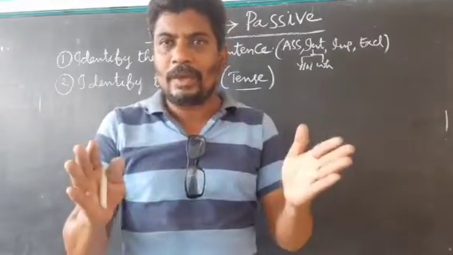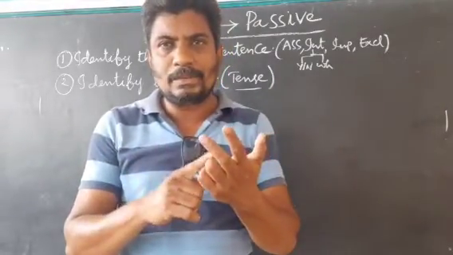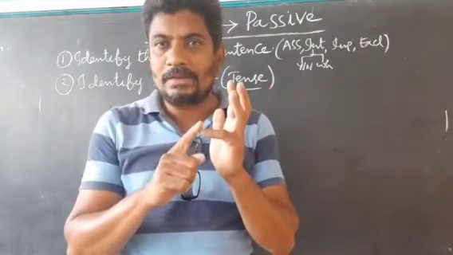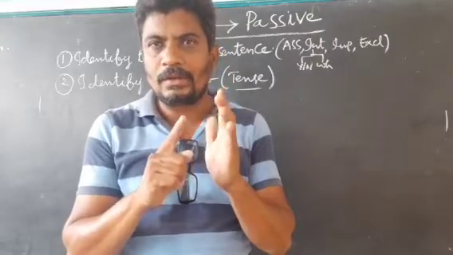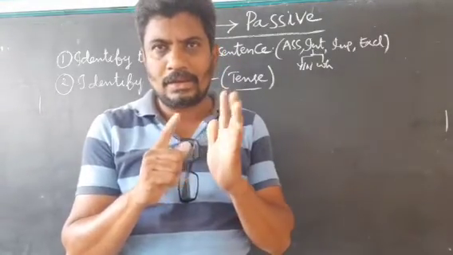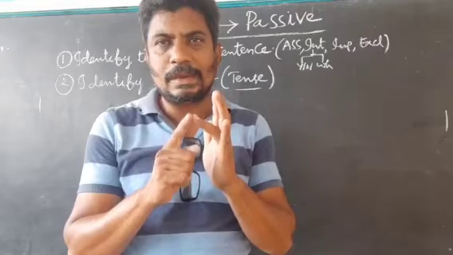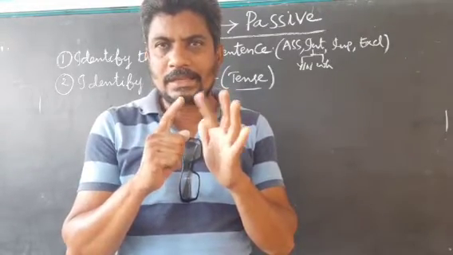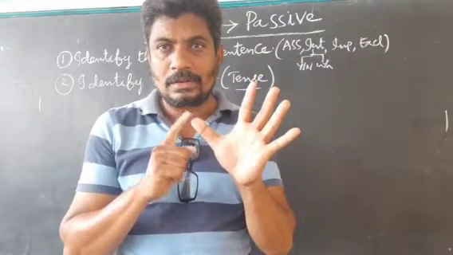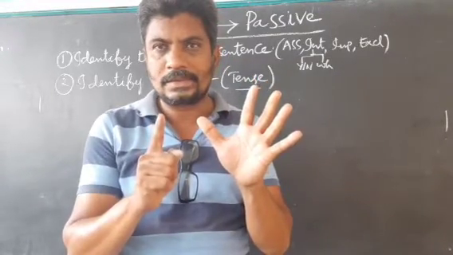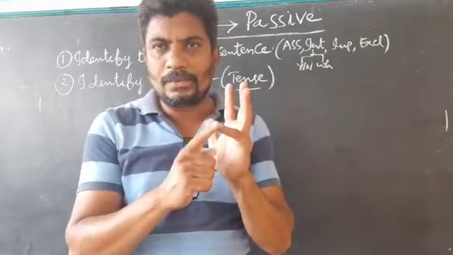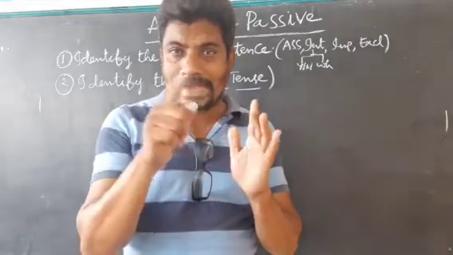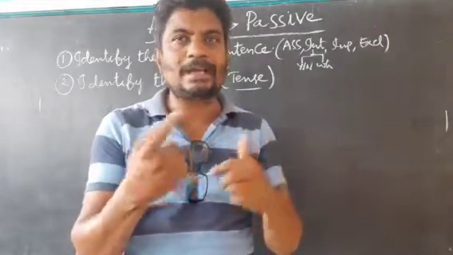Okay. And we have got 8 tenses: simple present, simple past, simple future. Present continuous, past continuous. Present perfect, past perfect, future perfect. Once again, simple present, simple past, simple future. Present continuous, past continuous. Remember, no future continuous. Then present perfect, past perfect, and future perfect. 8 tenses have got active and passive structures.